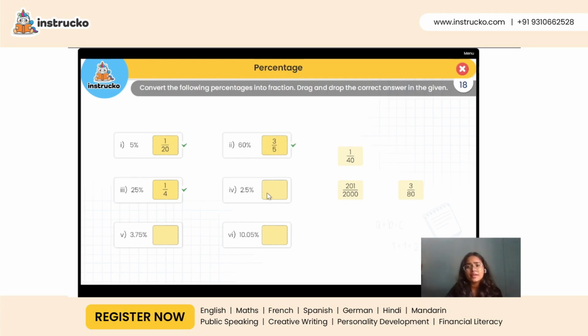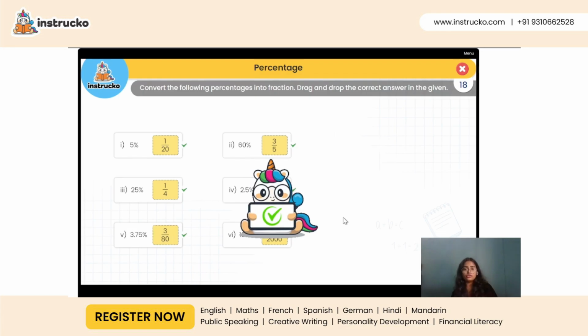2.5 by 100 is, sorry, 2.5 by 100 is which one? 1 by 40, 3 by 80, 201 by 2000. Let's try 1 by 40 once. And that is the right answer. Next up, we have 3.75%. Now, these two, the last ones, this one goes here and this one goes here.